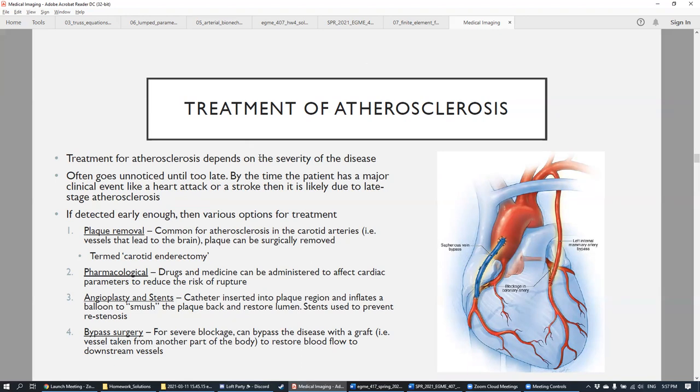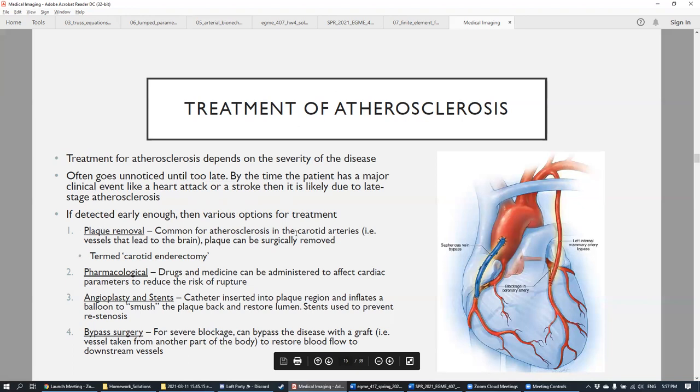And so a lot of these treatments are for late-stage atherosclerosis, where something has already happened. Maybe there's a heart attack or a stroke, or there's severe chest pain. That's usually when these things come in. Okay. And if detected early enough, there are these options here.